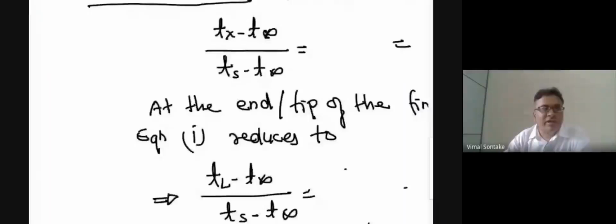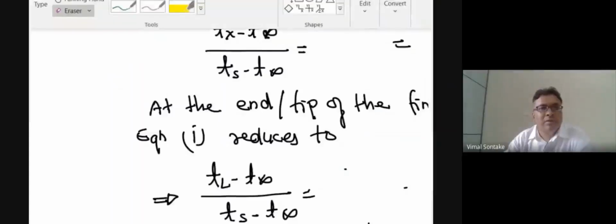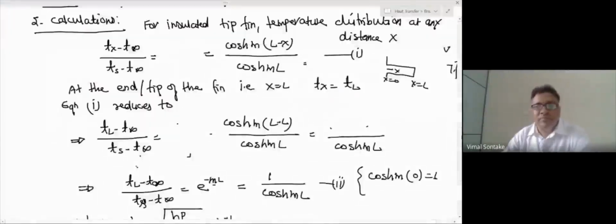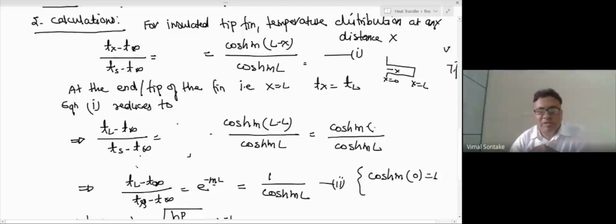Sorry for the inconvenience. Now I want to calculate this Tx at x equal to L. So Tx will become TL, that is the temperature at the tip of the fin, TL minus T infinity over Ts minus T infinity. So I can put the value of x as L. So cos of hyperbolic m(L minus L) will become 0 now. Cos of hyperbolic m into 0.